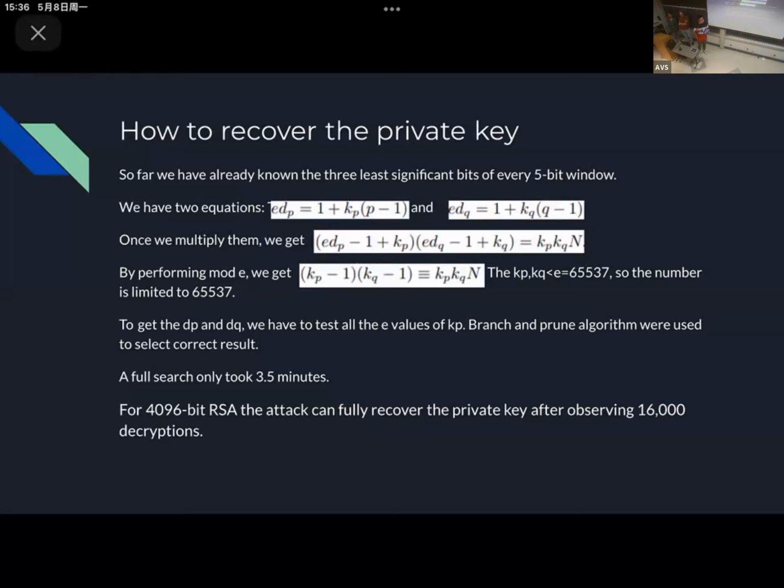With the verified information, they can use an algorithm called the branch and prune algorithm to greatly speed up the whole session. The full search only took about 3.5 minutes to find the private key, and they used just about 16,000 decryptions to find the key.